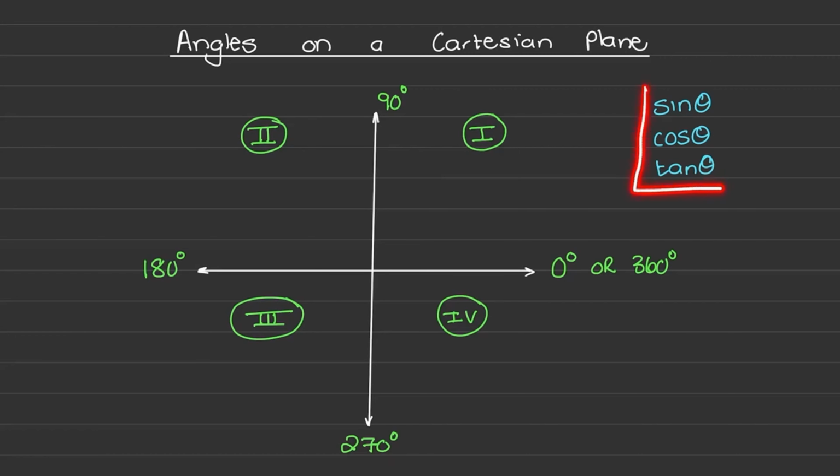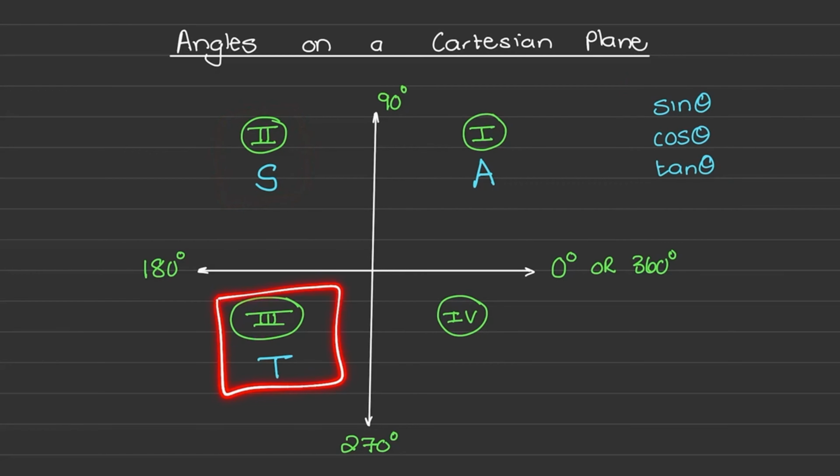Now, every ratio has different properties in every quadrant. In the first quadrant, all three of these ratios would give us a positive value. In the second quadrant, only sine would give us a positive value. Cosine and the tangent of theta would give us negative values in quadrant 2.